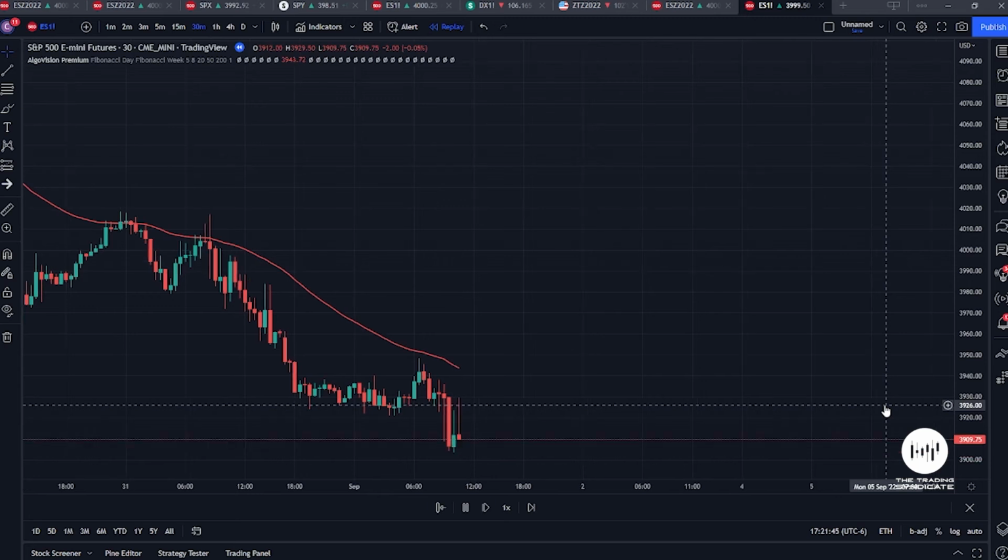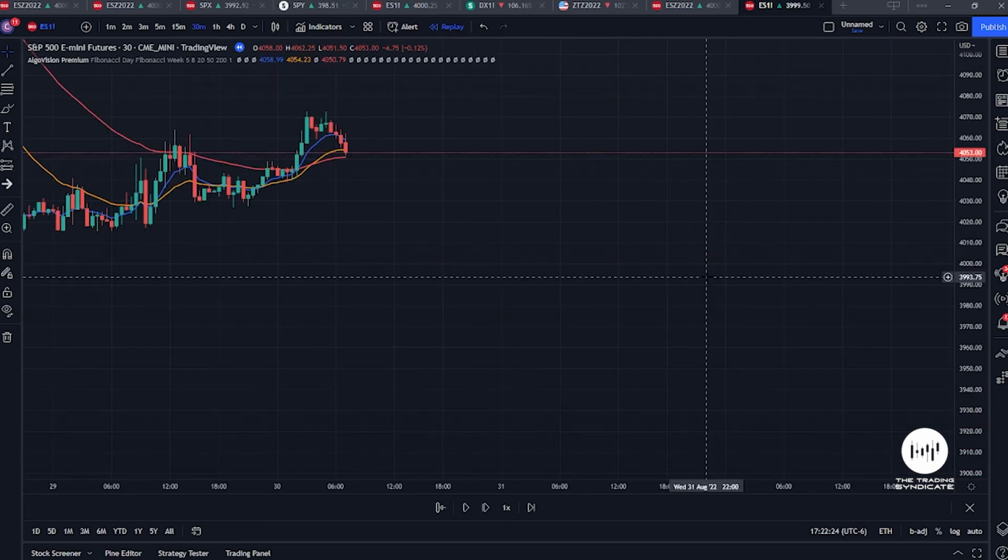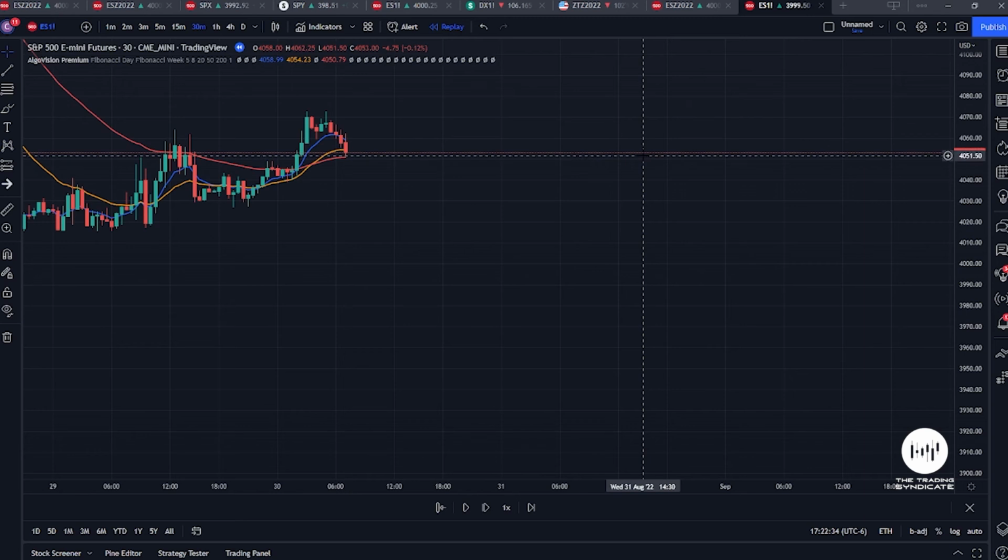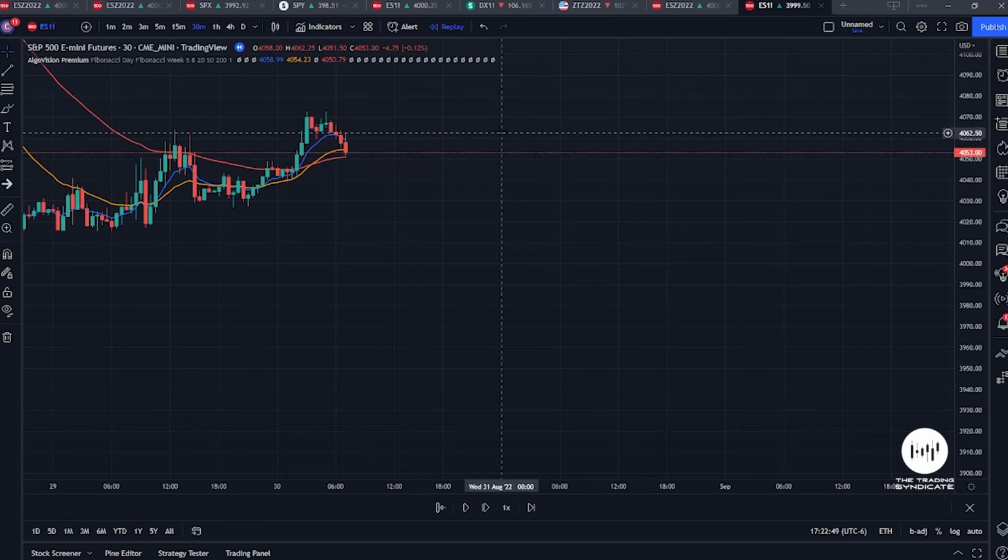To further illustrate the effect and strength of the 50-day exponential moving average, let's take a look at that same price action again, only this time we will have both our 8 and 20 exponential moving averages also on the chart. The 8 EMA is the blue line, the 20 EMA is the yellow line, and our 50-day EMA is still the red line.